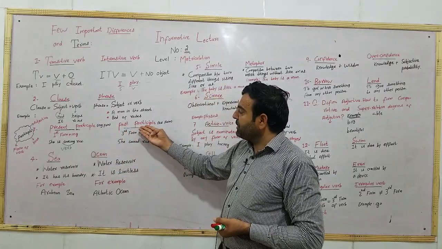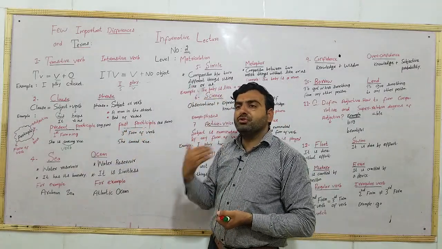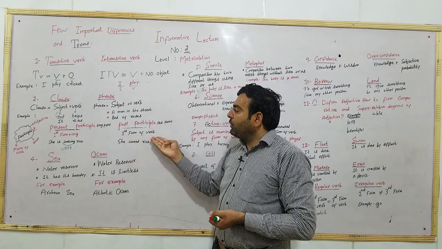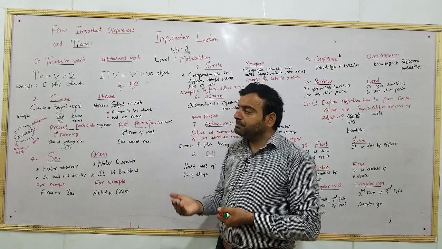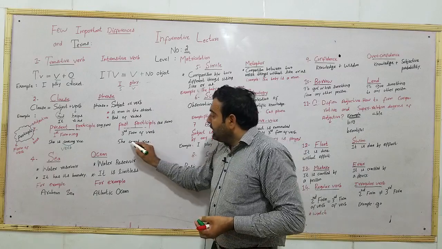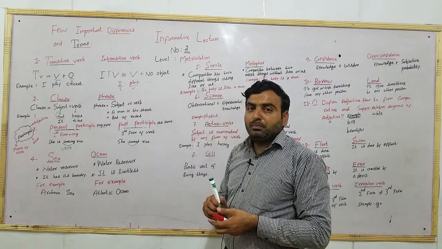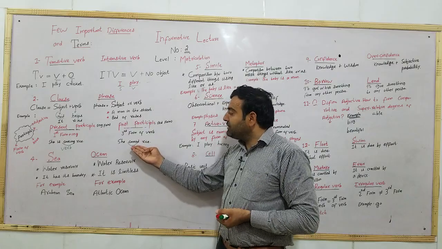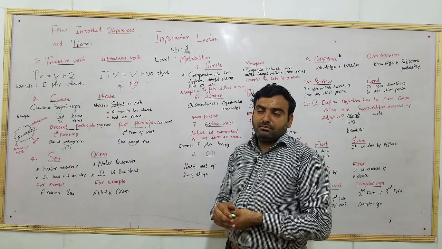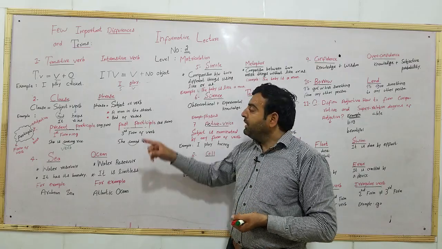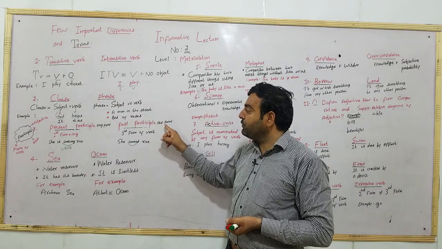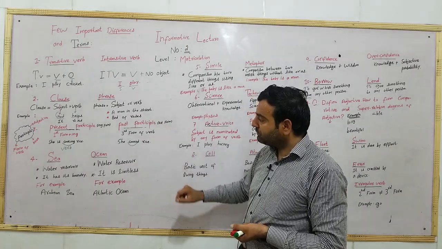Now come toward the past participle, which is mostly the ed form. This is the third form of verb, that is called past participle. For example, she cooked rice. Here cooked is a third form of verb, and it is ending at ed. The past participle, that is the third form of verb, mostly ends at ed form.